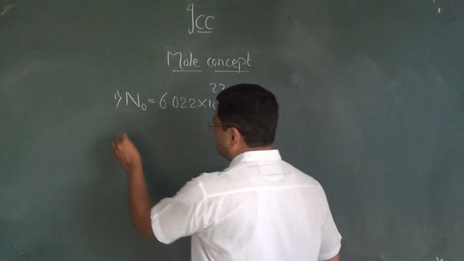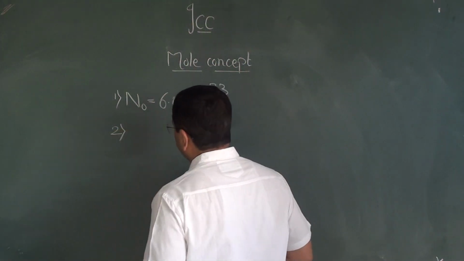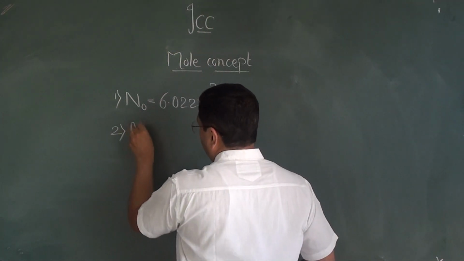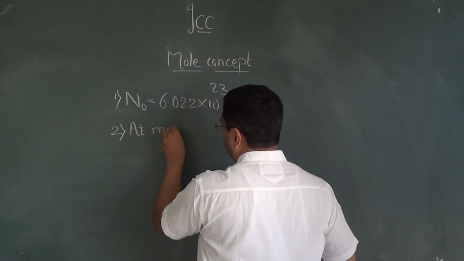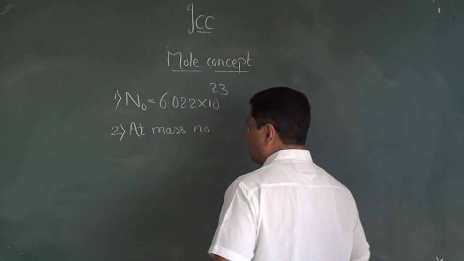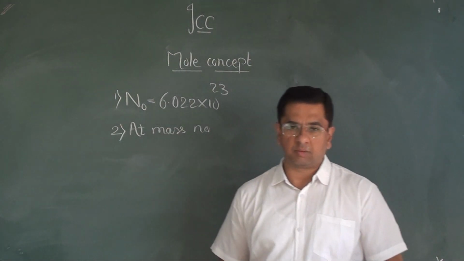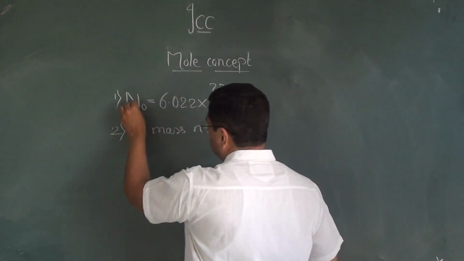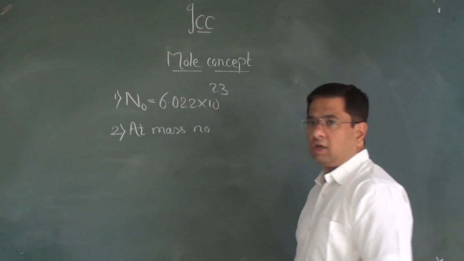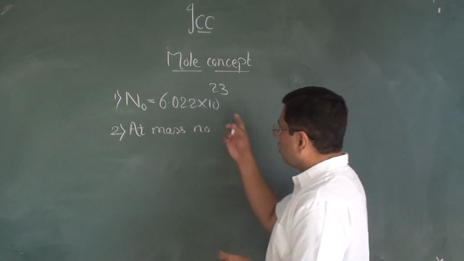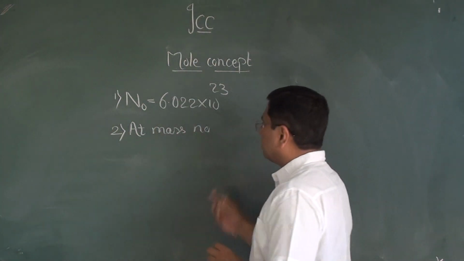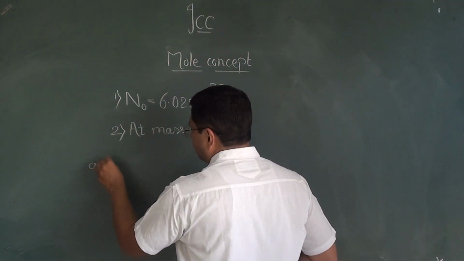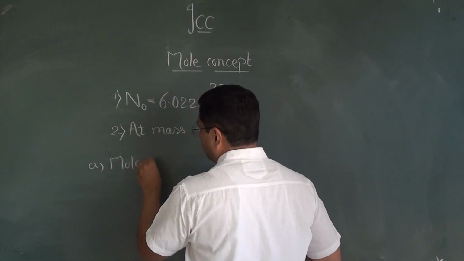But the second thing you are supposed to know is what you understand by atomic mass number. We already know what atomic mass number is. We are familiar with it. Once you know these two concepts, Avogadro's number and atomic mass number, then the first part of the mole concept is very simple.